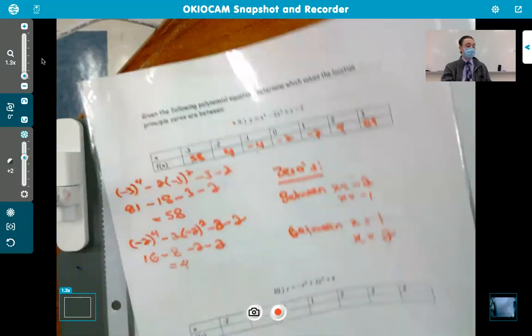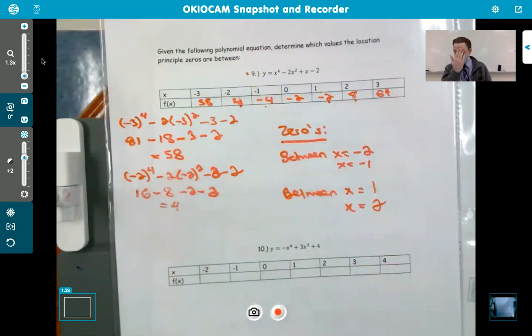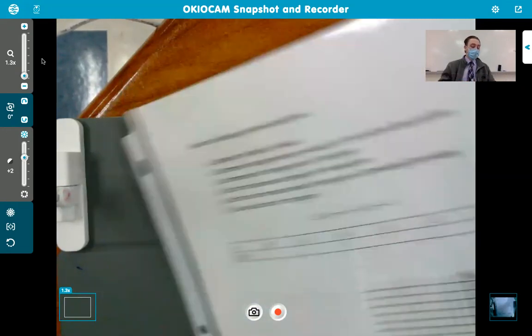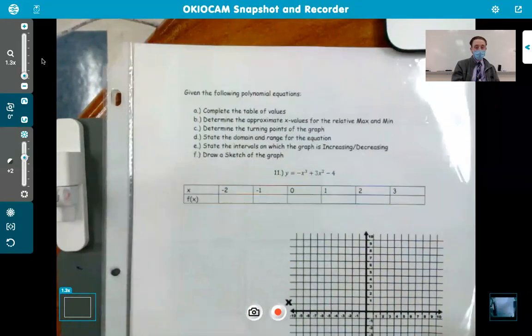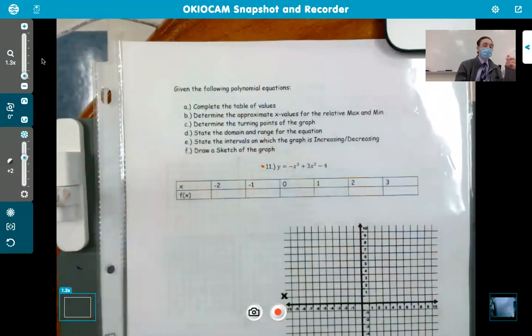Number 10 is very similar. You would just have to choose those values to plug in, fill in your table, and then find your zeros that way as well. Okay. The last question that we're going to look at is number 11. There's quite a few things that we need to figure out for number 11.